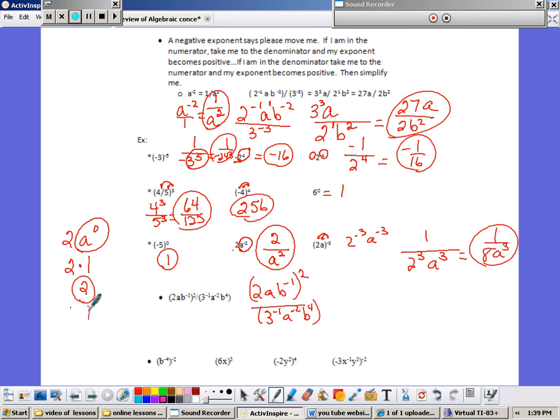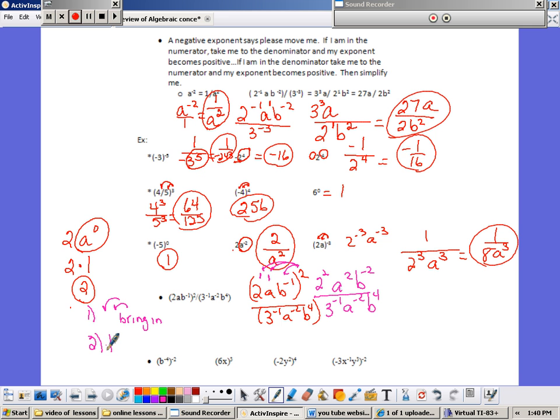Step 1, bring in. So this has a 1, this has a 1. I'm multiplying them all by 2. So I get a squared, 2 squared, b to the negative 2. This doesn't have anything to bring in. So I have 3 to the negative 1, a to the negative 2, b to the 4.